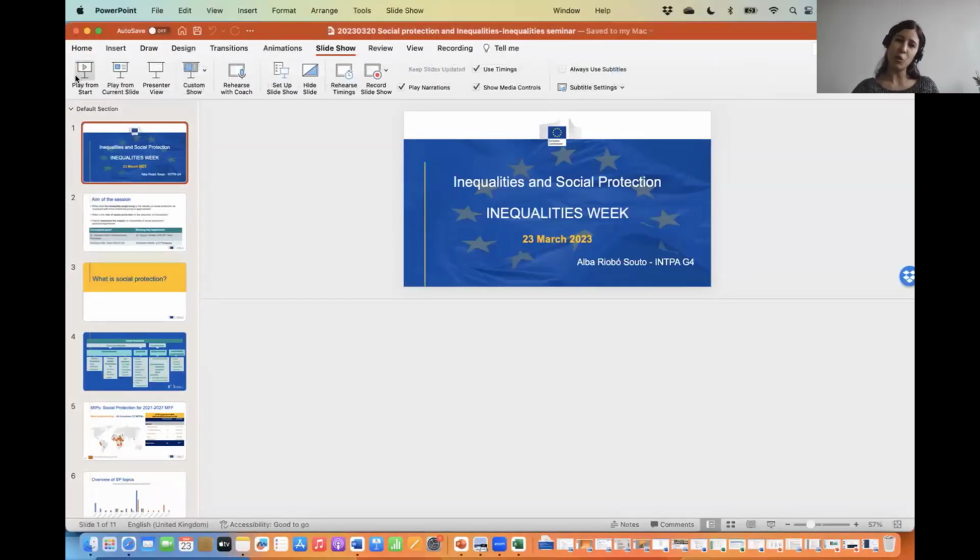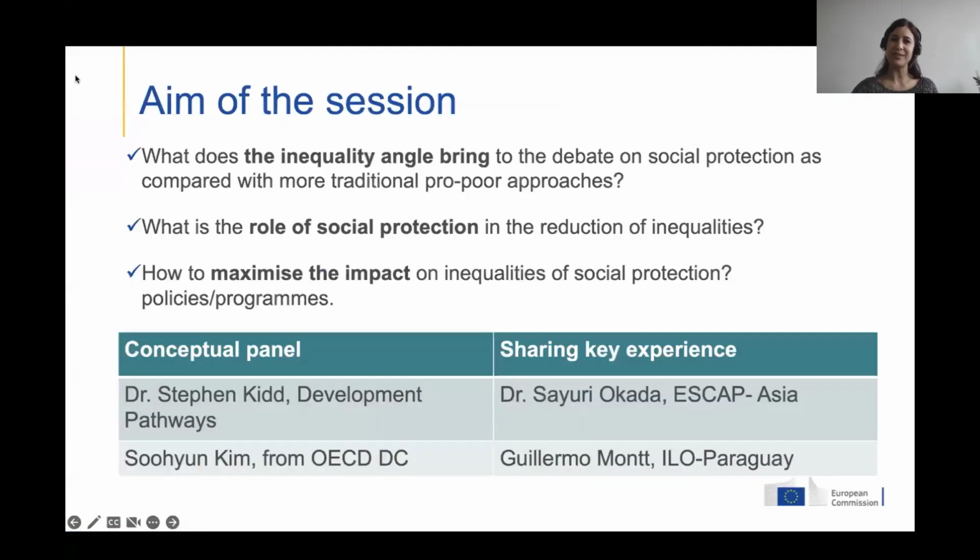If you go to the second slide, Jérôme. So the aim, yes, Jérôme will project the presentation, but I will refer to the aim of this session. This is a session on social protection and inequality, and we've conceived this session as a conceptual discussion, but also landed in country and region realities. We have, as Jérôme was saying, two panels, and the idea is to respond to three main questions. The first is, what does the inequality angle bring to the debate on social protection as compared with more traditional approaches? The second is, what is the role for social protection in the reduction of inequalities? And the third is how to maximize the impact on inequalities reduction of social protection policies and programs.